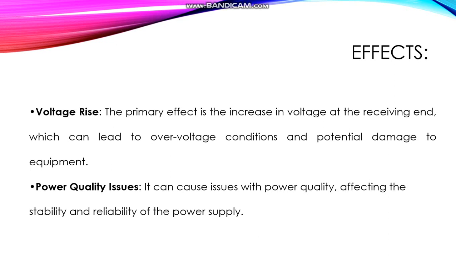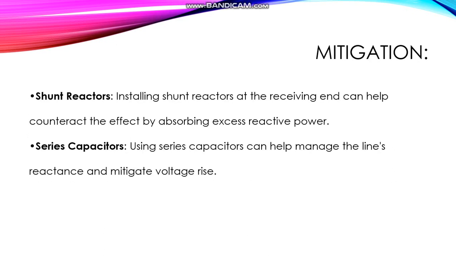What may be the effects of the rise in receiving end voltage? The voltage rise at the receiving end can cause an over voltage condition and potentially damage the connected equipment, and at the same time it causes power quality issues by affecting the stability and reliability of the power system too. How can we mitigate these issues? By adding a shunt reactor and a series capacitor in a transmission line.